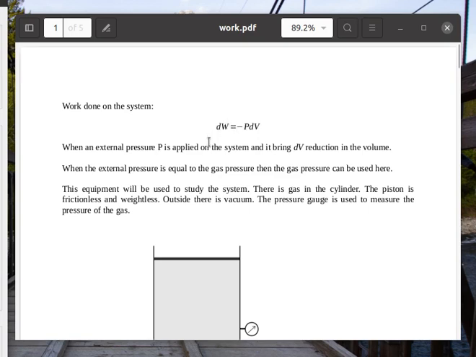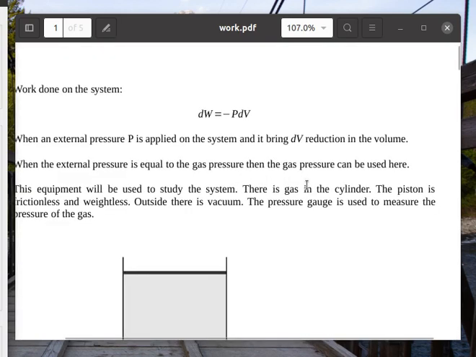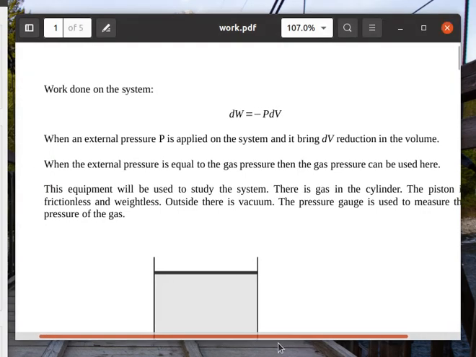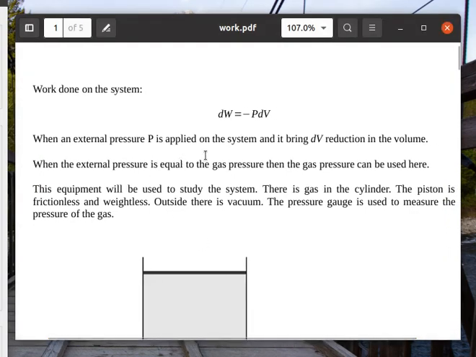It is the work done. This very small amount of work will be done on the system, and P is the external pressure applied on the system, and it brings dV reduction in the volume. It is very important: it brings dV reduction, meaning the volume will reduce, the final volume will be less than the initial volume. And P is what? It is the external pressure.